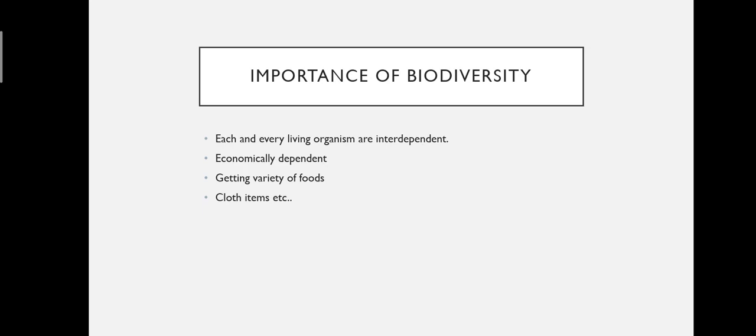We are economically dependent on biodiversity. We get a variety of food items like cereals, fruits, vegetables. We get cloth items like cotton, jute, etc. We get wood, medicines, oil from different plants, and we get food like meat, egg, and milk from animals, and leather from the skin of dead animals. So these are the importance of biodiversity.